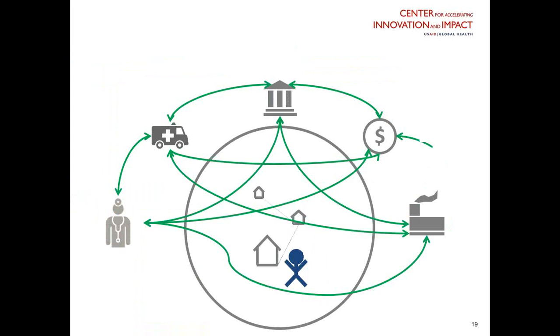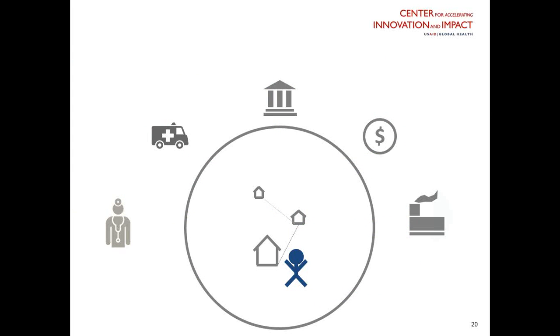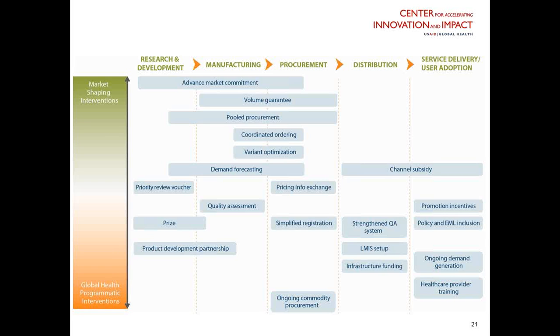There are all of these different interactivities, but we have to recognize that market shaping, without key actors who are capable and have enough capacity to function well in that marketplace itself, can't achieve its intended goals. And so it really rests on a foundation of functioning health systems and reliable other interventions, the ongoing global health programmatic interventions, in order for market shaping to work.